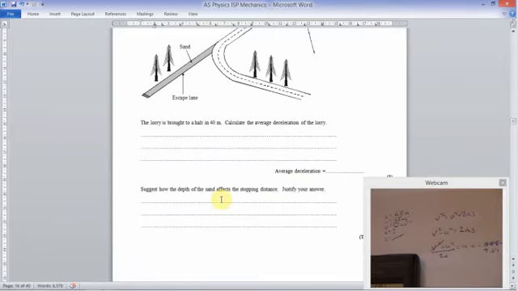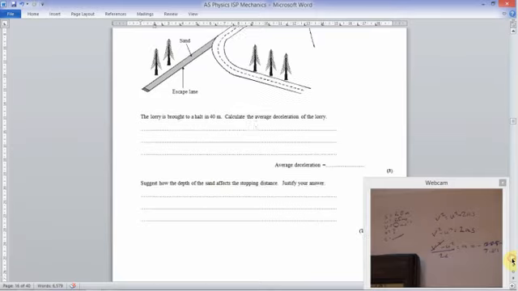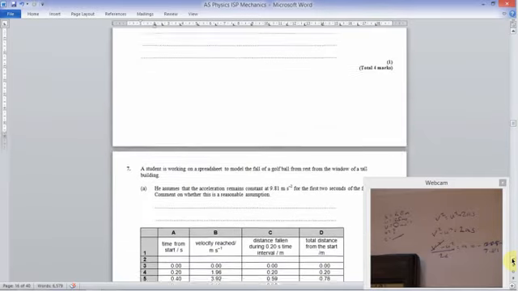Okay, so the depth of the sand affects stopping distance. If the sand was deeper, the stopping distance would be shorter, and that's to do with the idea that there'd be greater deceleration due to the fact there's a greater frictional force there.